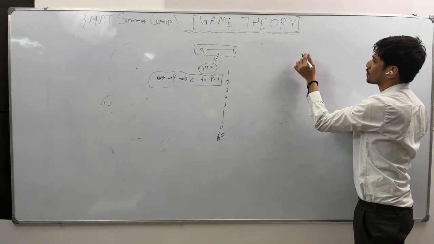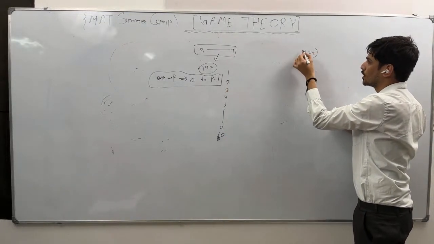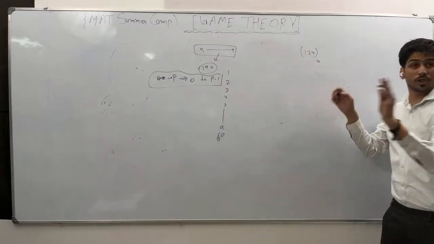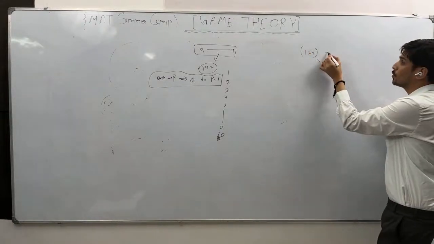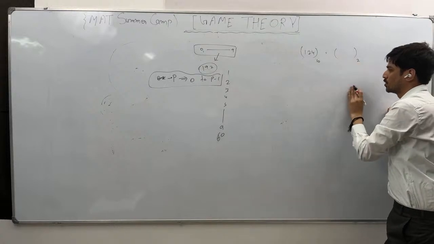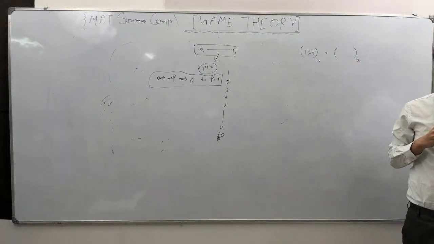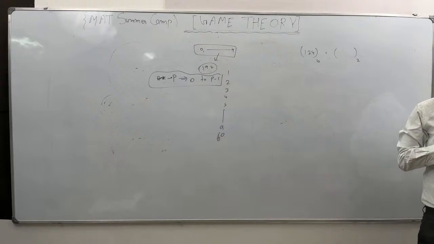Let's say I have 124. Okay, so this is base 10, and I know this is 124. Let's say I want to convert this number into base 2. If I want to convert to base 2, what numbers do I have?